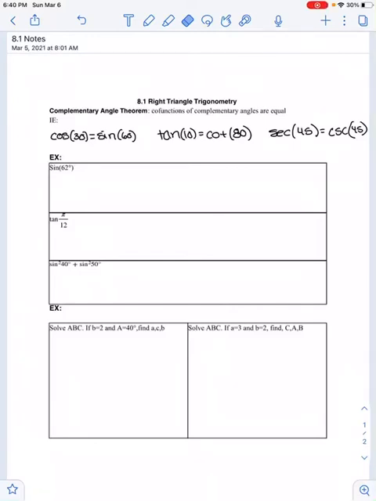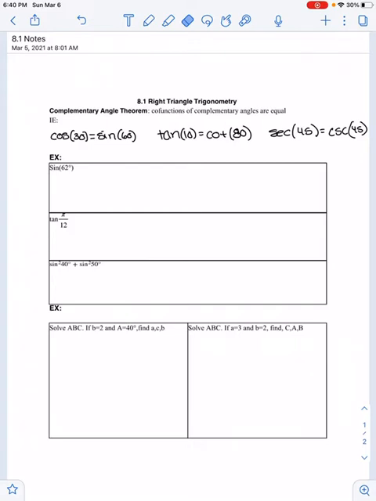We're going to do the 8.1 notes on right triangle trig. The first thing that we go over is the complementary angle theorem. What that means is that if you look at your unit circle, the cosine of 30 degrees is the same thing as the sine of 60 degrees. And 60 plus 30 is 90, because complementary angles add up to 90 degrees. So cosine and sine can be switched, tangent and cotangent can be switched, and secant and cosecant can be switched.